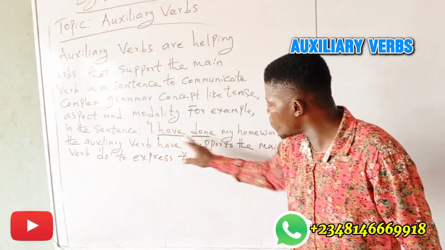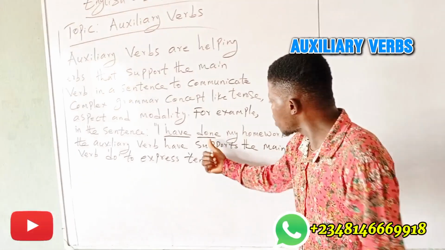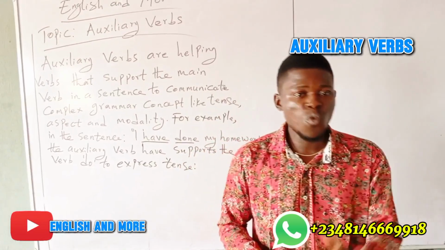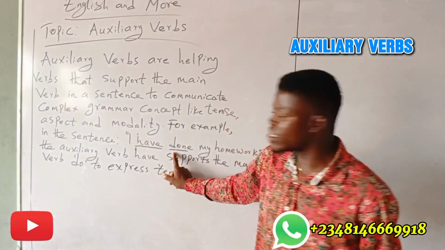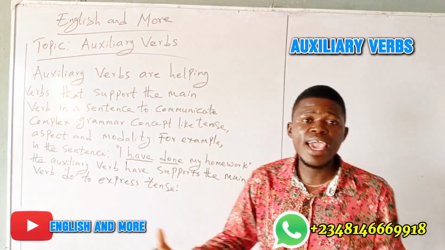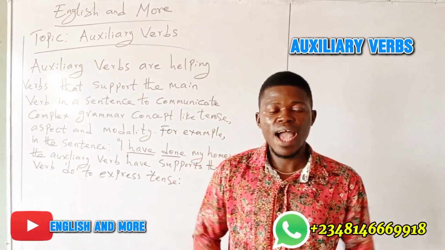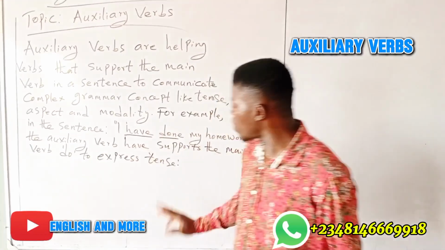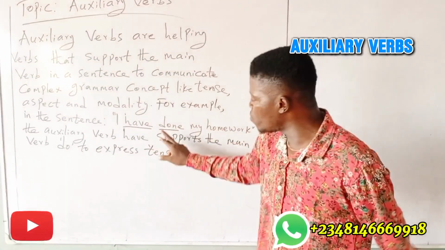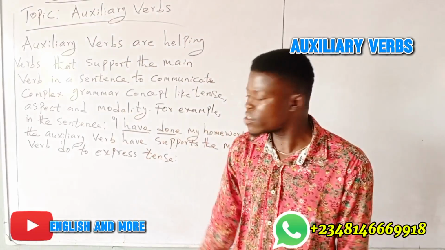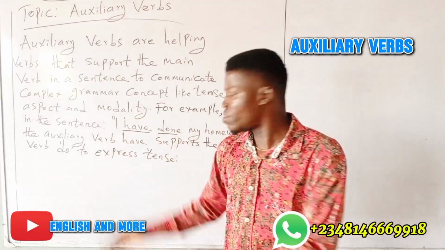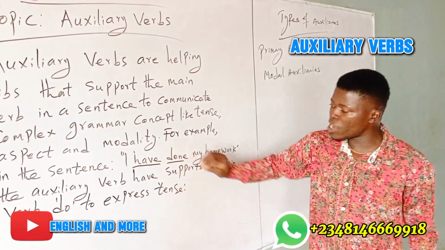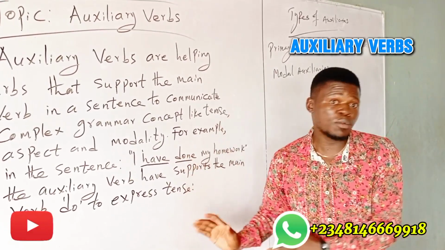What is the function of have in the sentence? Have helps the main verb to express what we call tense. What type of tense? Past participle tense. I have done my assignment. I have done my homework. I have eaten. So, what influences the verb do to change from do to done is the presence of the auxiliary verb have. Have is assisting the verb do to express tense, which is the past participle tense.